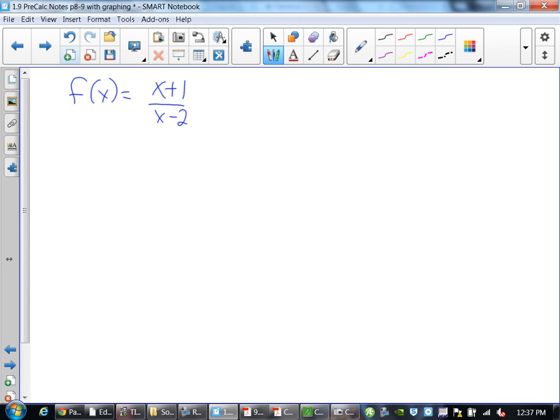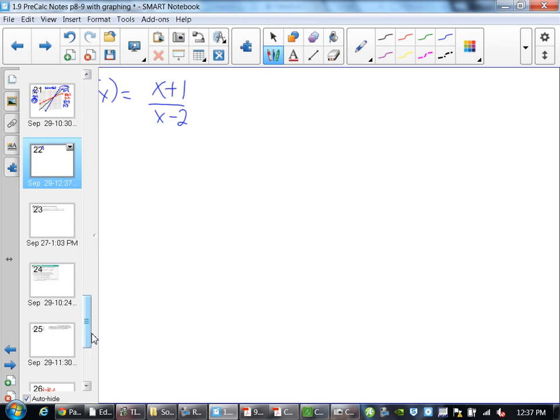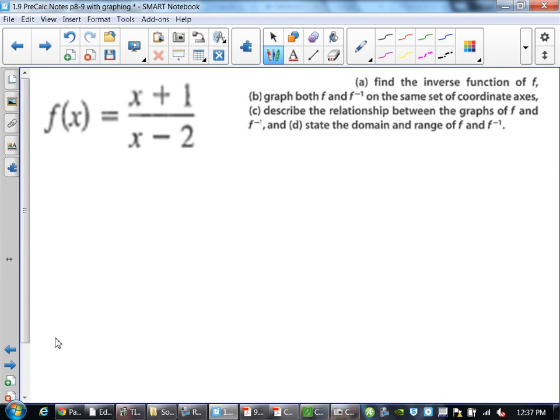This is going to mirror the idea of what the homework is going to look like tonight. I put this one in here. In the homework tonight, you're going to have a question that looks like this. Find the inverse of the function, graph both the regular function and its inverse. Describe the relationship of the graphs of f and f inverse. Basically, it's reflected over y equals x, like all of them. And then, what's the domain?